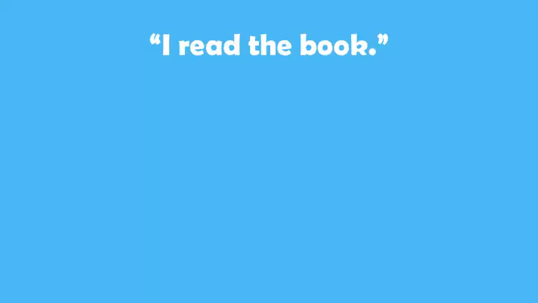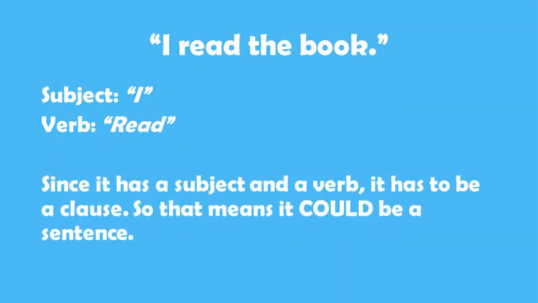Let's look at an example. Let's look at the words, I read the book. Let's first ask ourselves, is there a subject and a verb in this group of words? Yes, there is. The subject is I. The subject is who is doing the reading. The verb is read, so this is what the subject is doing. So since this group of words has a subject and a verb, it has to be a clause. So that means it could be a sentence.